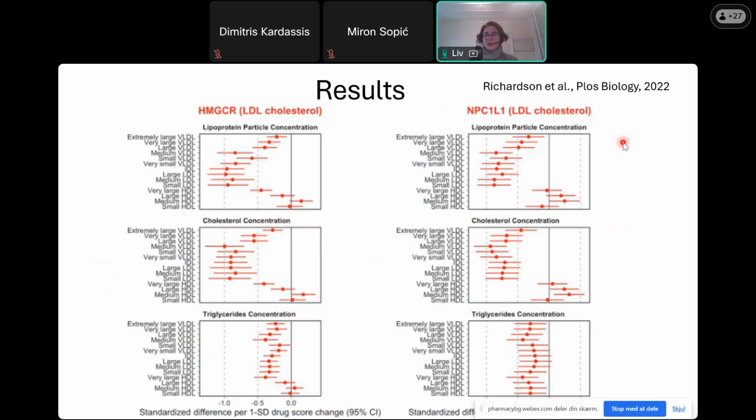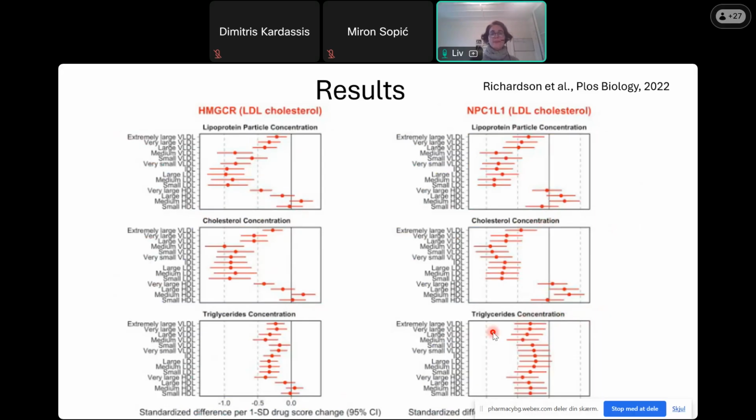For NPC1L1, the results look quite similar. So lower lipoprotein particle concentration for VLDL, IDL, and LDL, but no effect on HDL. Lower cholesterol concentration in the different particles in VLDL, IDL, and LDL, but not in HDL. And then for triglyceride concentration, it looks like there's actually a lower concentration in almost all of the different lipoprotein particles.